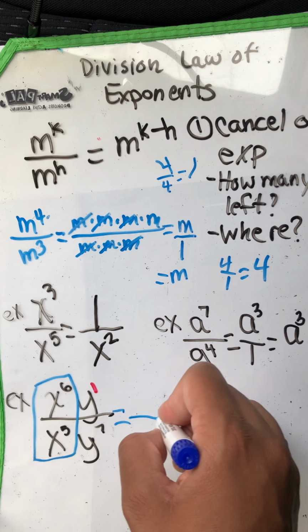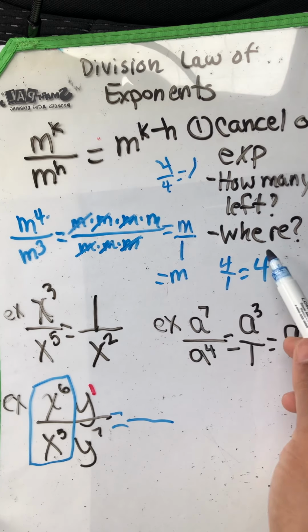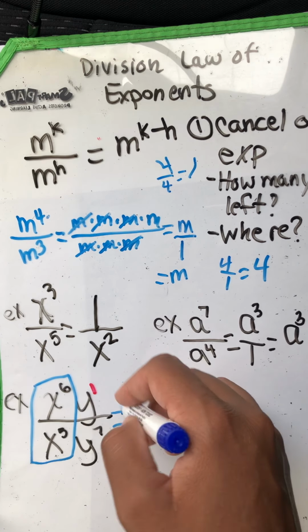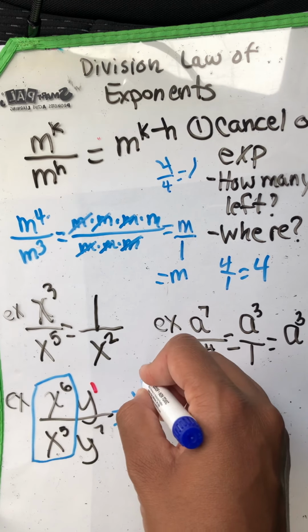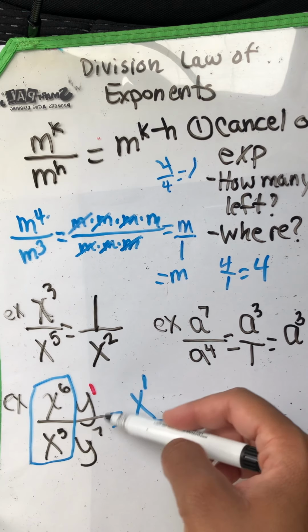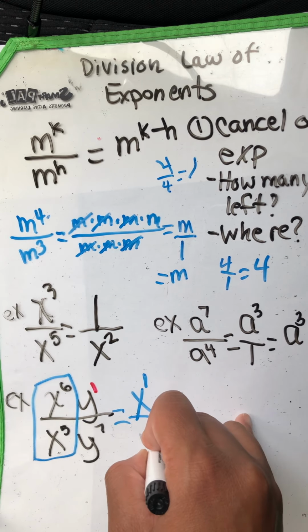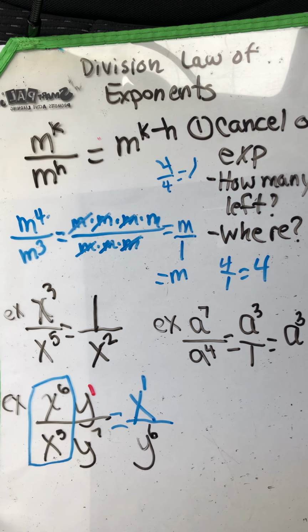So I'm going to ask myself, if I subtract, how many extras are there? There's 1 left over. And where are they left? Well, there's more on the top. So this 1 is left over on the top of my fraction. Now let's look at these y's. I have 1 y on top, 7 y's on the bottom. If you subtract, that's a difference of 6. And I have to put them on the bottom because there are more y's there, which means when I cancel them out, I'm going to be left over with the y's on the bottom.